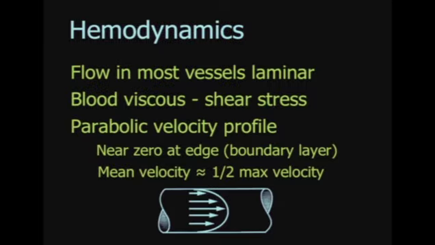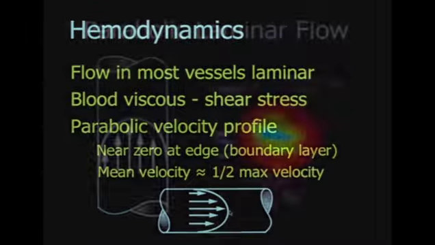A little bit about hemodynamics. Flow in most blood vessels is laminar. That is, it's all going in the same direction. Blood is also viscous, and what that means is there are shear stresses, meaning that it's stickier at the edges of the wall than it is in the center. And when you have laminar flow with viscous blood, you get this parabolic velocity profile, where you have near zero velocities at the edge, the so-called boundary layer, and where your mean velocities are roughly half of the maximum velocity at the center of the vessel.